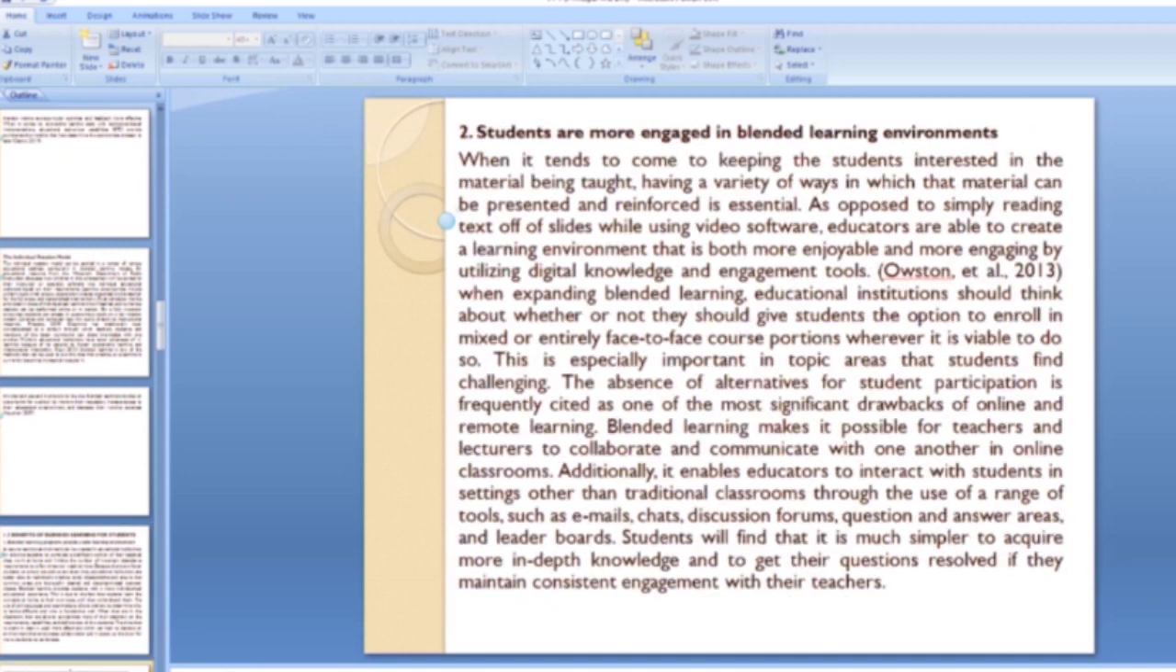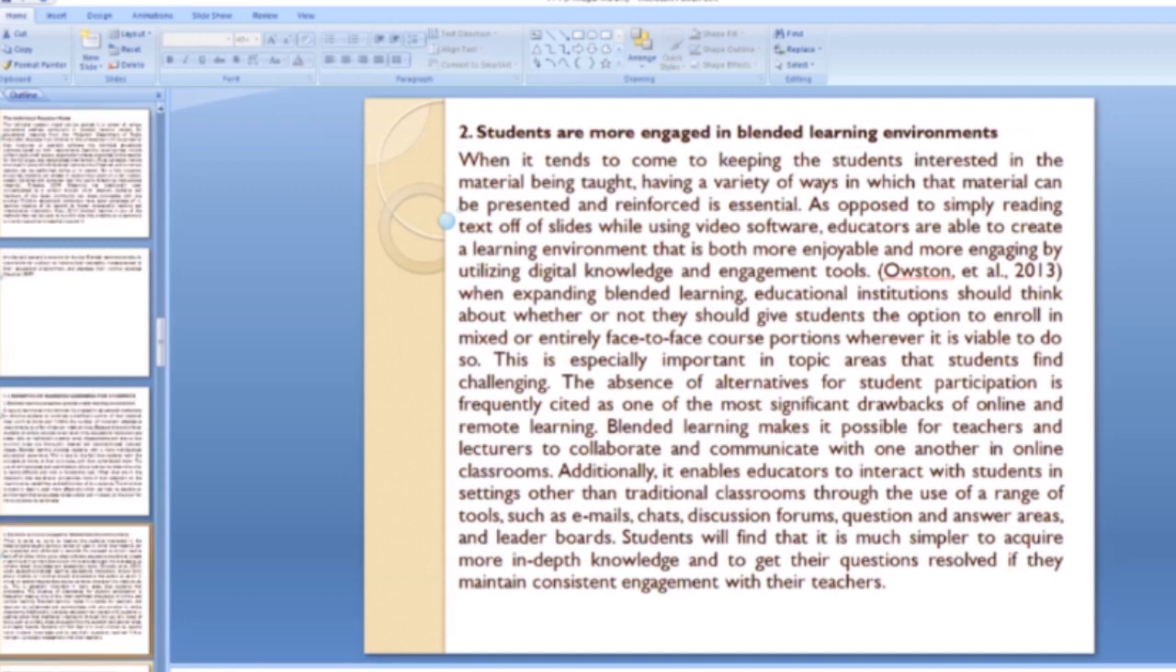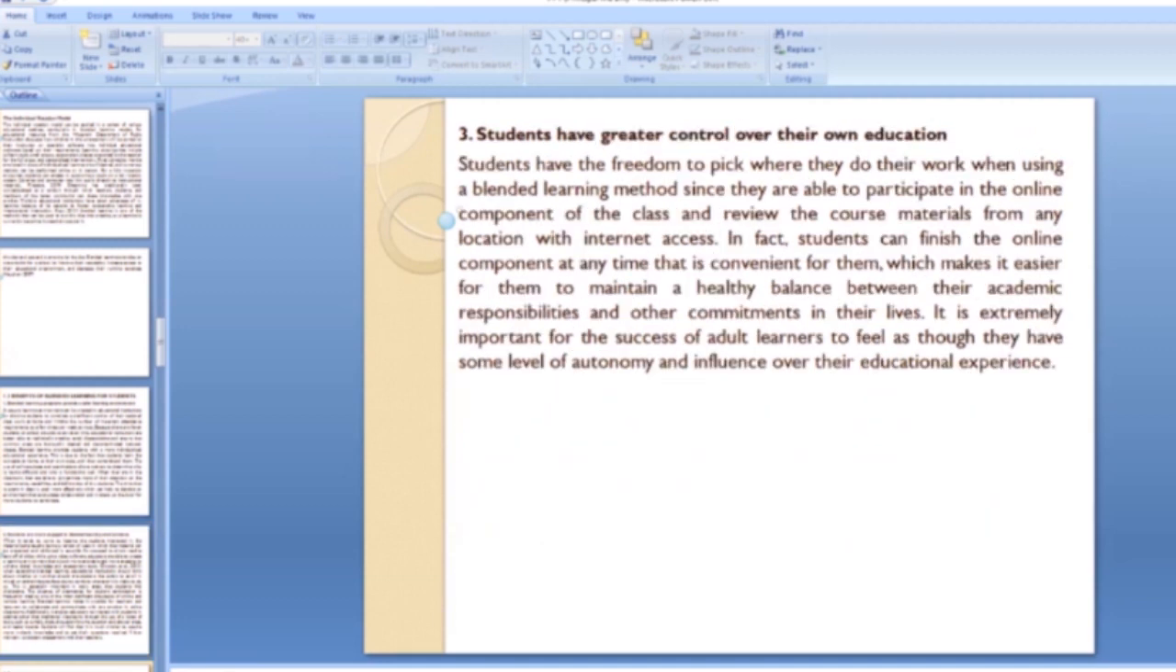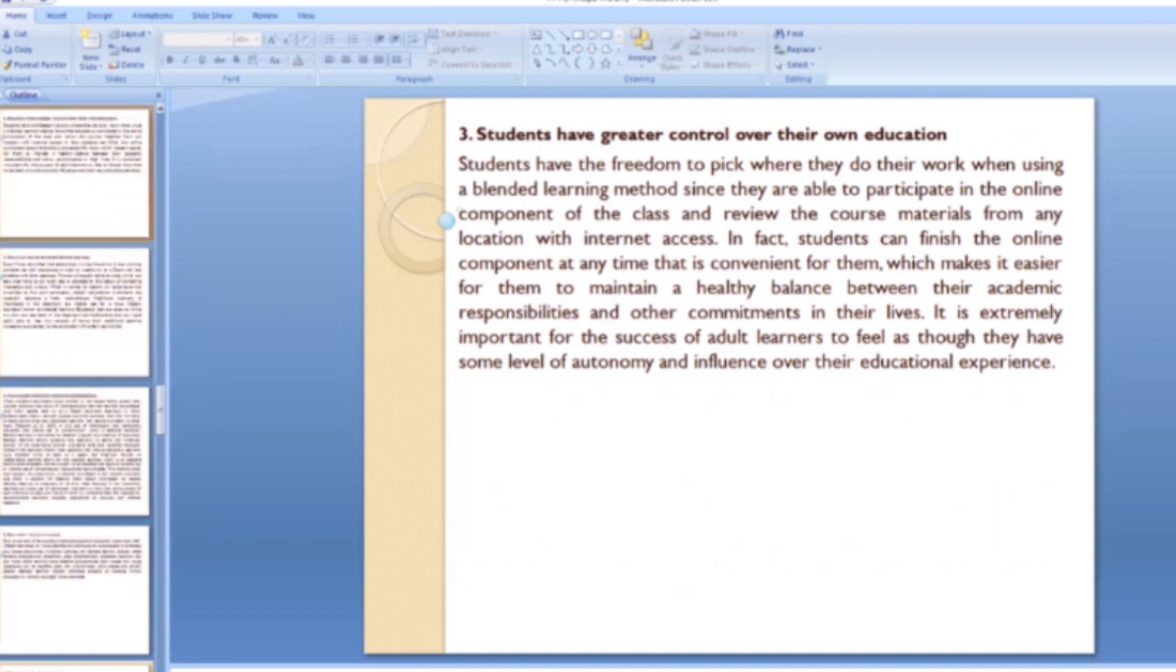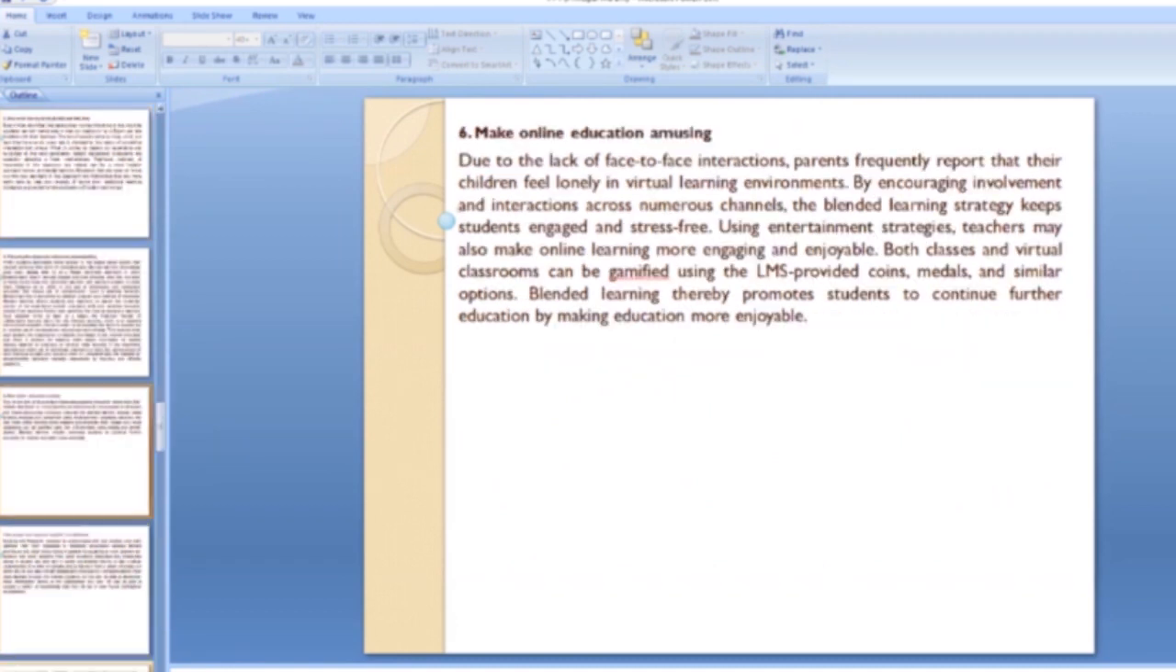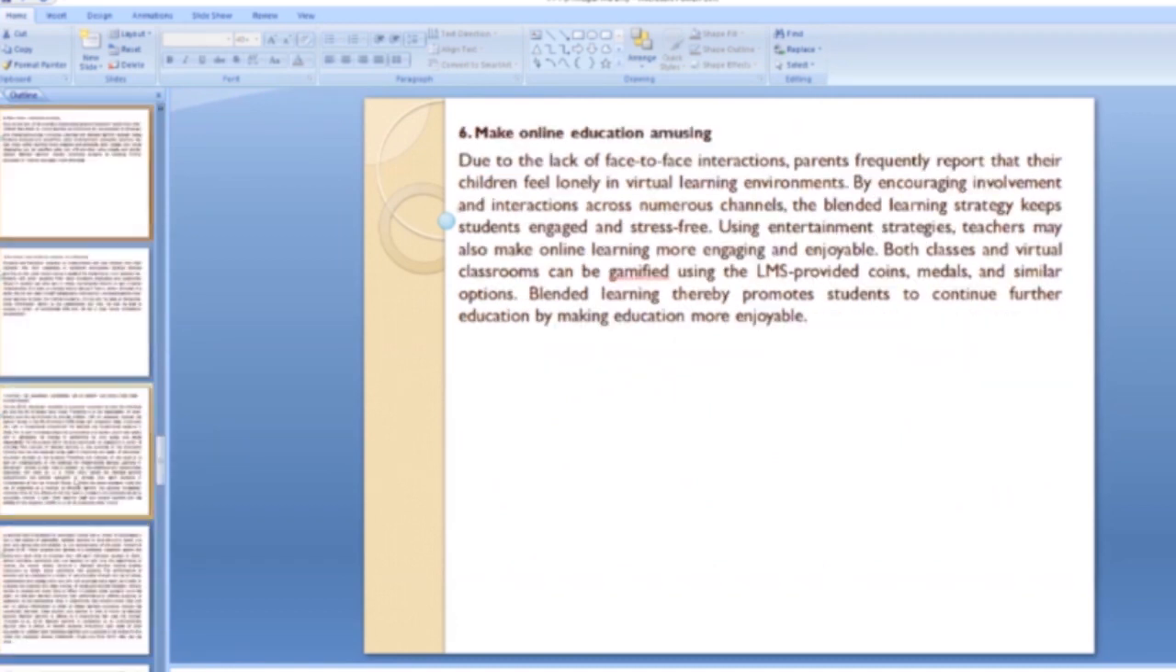The next benefit is that students are more engaged in blended learning. Students have greater control over their own education because they can see the virtual lectures at home also. They can do the worksheets and assignments virtually online also. So they have more work with the online practices.